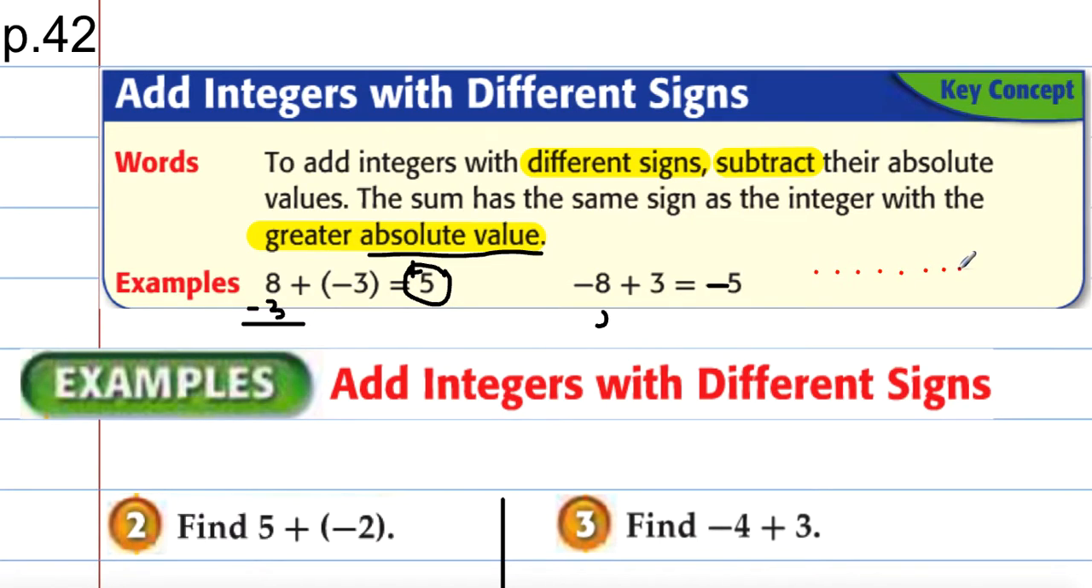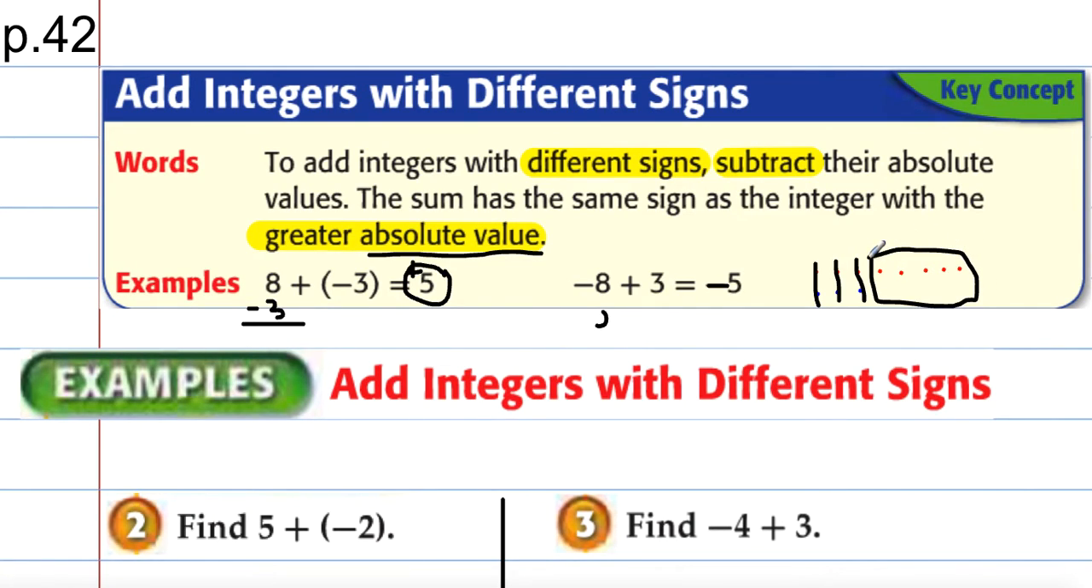6, 7, 8. I also have 3 positive. 1, 2, 3. Well, 1 and -1 cancel for 0. 1 and -1 are 0. So when I combine those, I'm left with that -5.